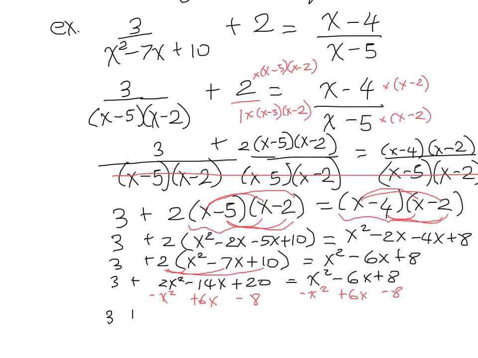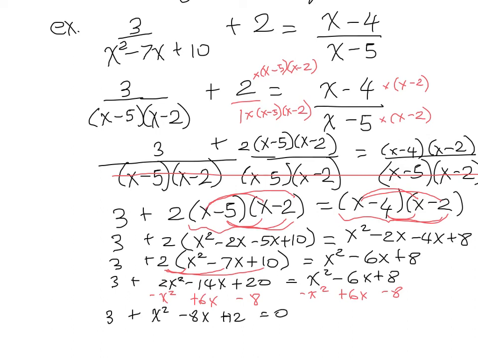All right, so let's do a rewrite here once again. We have 3 plus, now 2x squared minus x squared gives us x squared. And now we have negative 14x plus 6x gives us minus 8x. And we have here 20 minus 8 gives us plus 12. And all of that is equal to 0.